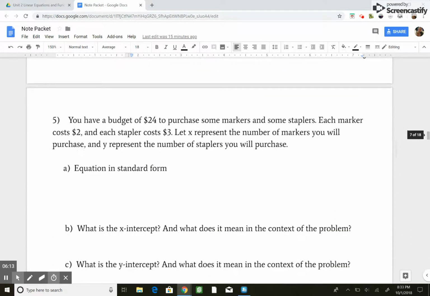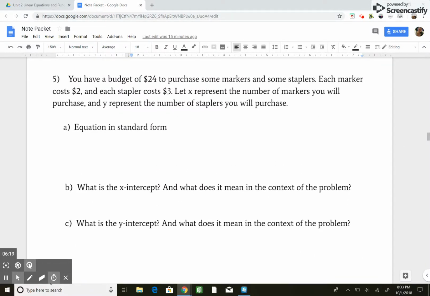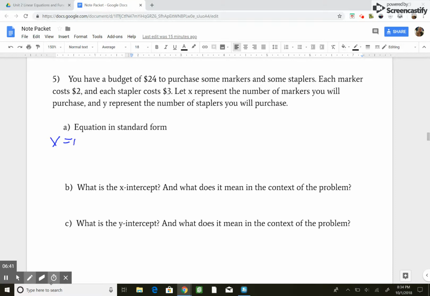Alright, so what if there is a word problem involved? So we're going to do this one word problem. So it says you have a budget of $24 to purchase some markers and some staplers. Each marker costs $2 and each stapler costs $3. Let X equal markers and Y represent staplers. So X is going to equal my markers, and Y is going to equal my staplers.